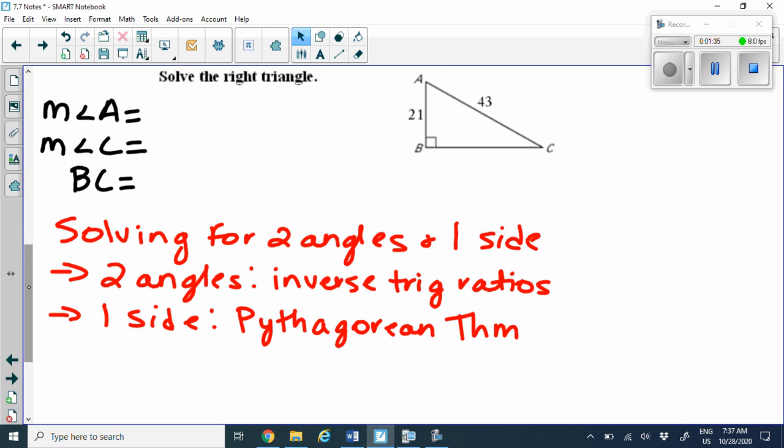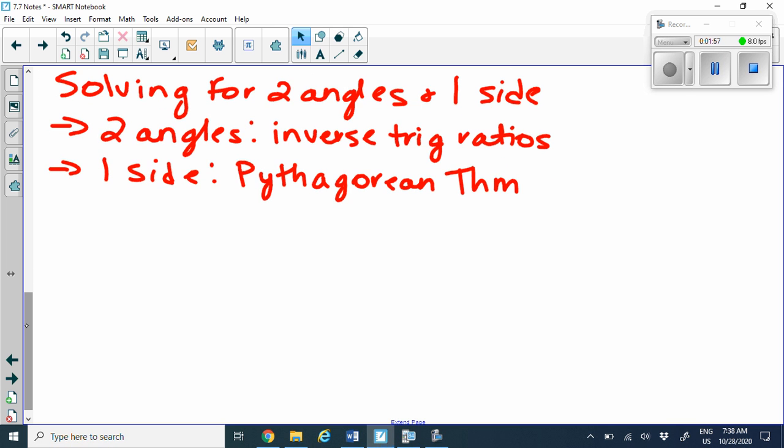So before we do that, we need to identify, well, what are basically our legs and what is our hypotenuse? So notice the hypotenuse is always across from the 90 degree, which is going to be our 43. So I'm going to write that's a hypotenuse. That means 21 and our BC are going to be the legs. So that's going to represent our A and our B values.